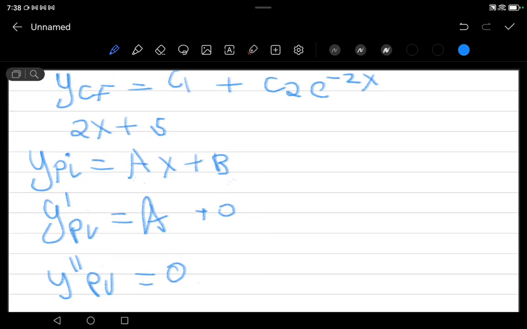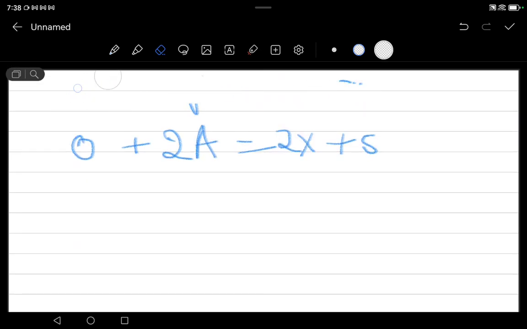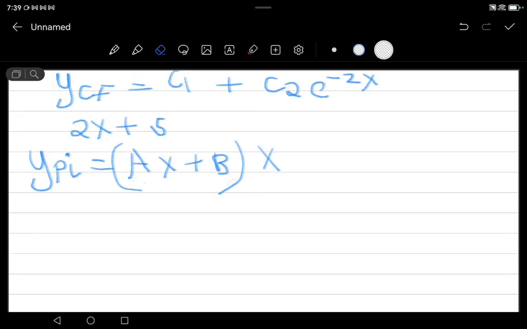we're going to multiply our YPI by the smallest power of x. All the time, if we're not getting the answer, we're going to multiply YPI by the smallest power of x. So this is how you see, okay, I have to multiply my YPI by the smallest power of x.